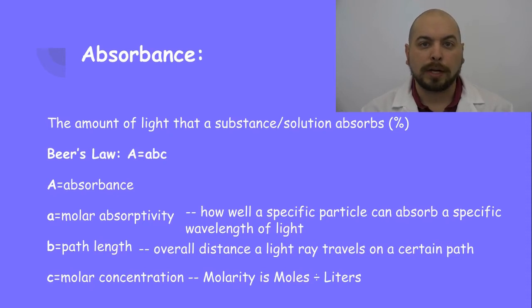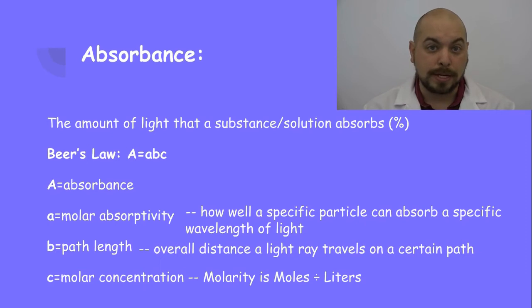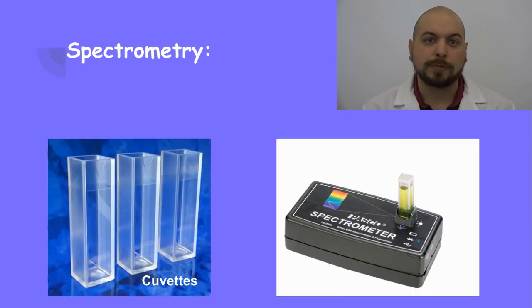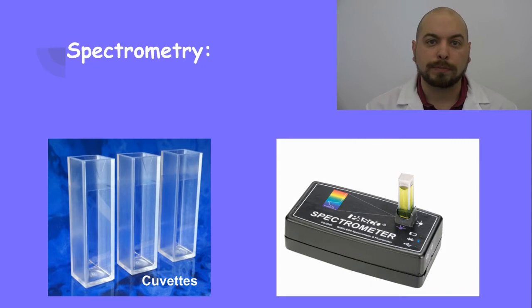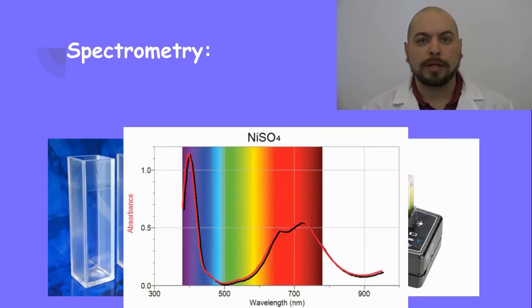Now, experimentally, we keep little a, the molar absorptivity, and little b, the path length, the same. We keep path length the same because we use what are called cuvettes in our spectrometer. Now, our spectrometer is going to shine a light through one side of the cuvette, and there is a sensor on the other side of the cuvette where it's going to measure exactly how much light of every wavelength made it through that solution. We will then see the recording output on our computer screen.